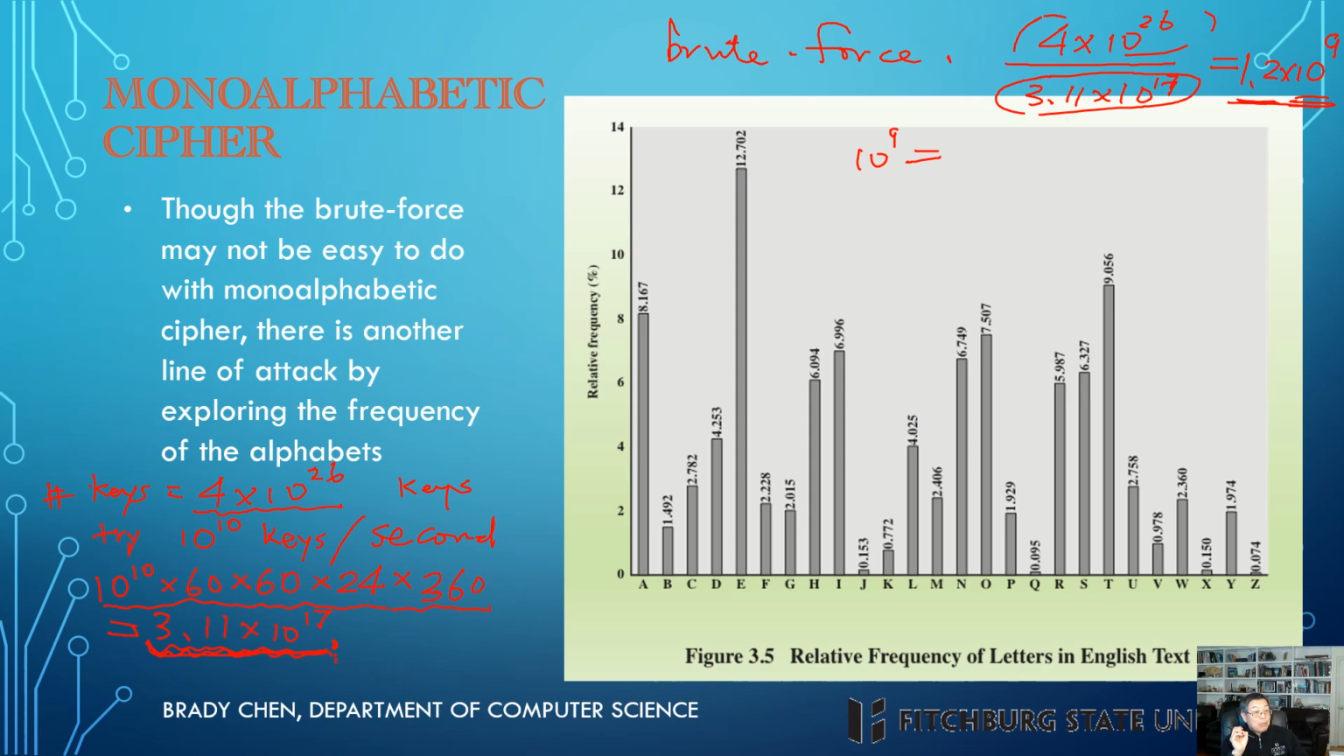Because when we try to crack any algorithm, we can use any cryptanalysis ways. Brute force is one of these. Then let's take a look. Some smart people figured out a way to crack these monoalphabetic ciphers. The way they use is called attack using the frequency of the alphabets.